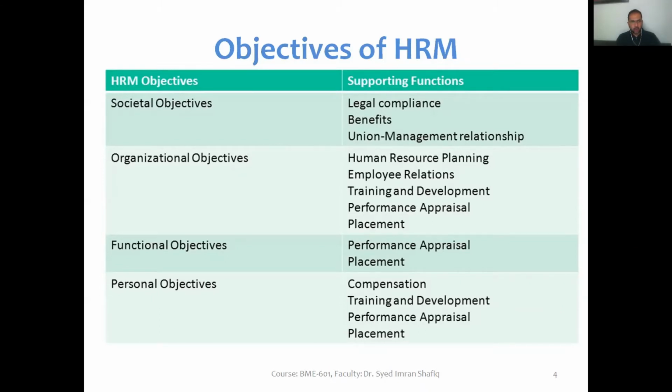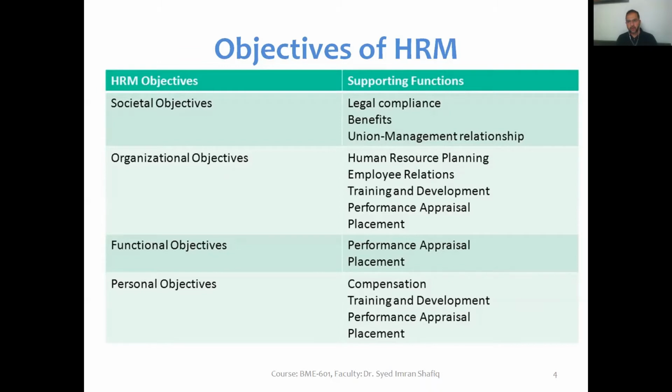If we talk about organizational objectives, the supporting functions are human resource planning, how you will hire them, how you will train them, how you will place them, and how you will promote them. All these functions are under organizational objectives. As we have already talked, employees relationships. What are the relationship among the employees also? Is there any discord, or there should be harmony amongst the employees?